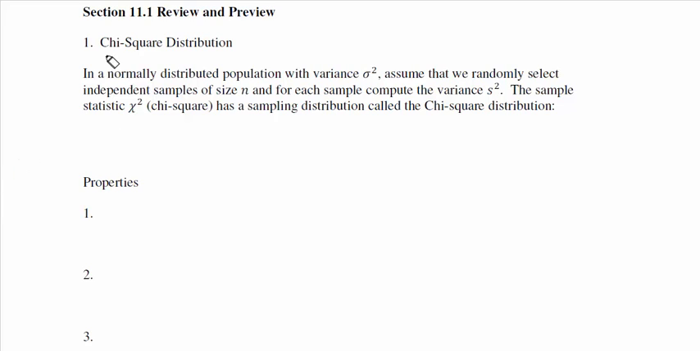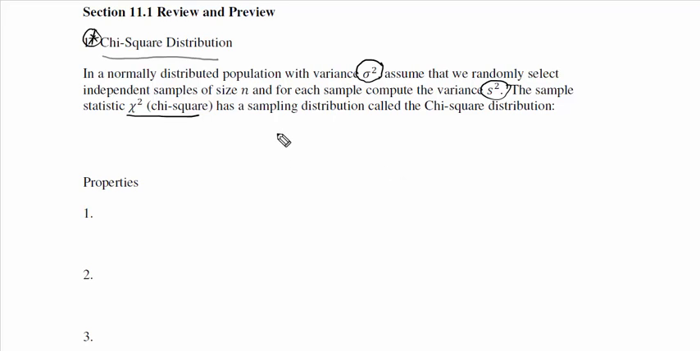All right, so the chi-squared distribution. Let me try to get to the pencil and not the highlighter. In a chi-squared distribution, here's how it is set up. In a normally distributed population with variance sigma squared, assume that we randomly select independent samples of size n, and for each sample compute the variance s squared. Remember, this is the population variance and this is the sample variance. The sample statistic of chi-squared has a sampling distribution called the chi-squared distribution.